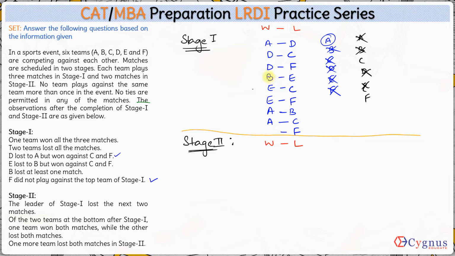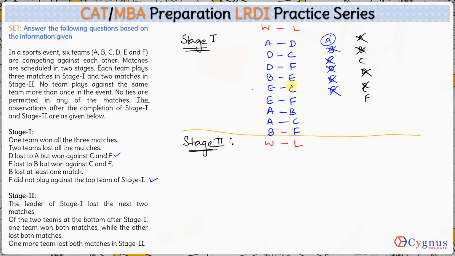Let's figure out for B. B has played only 2 matches in the first stage. That means this final winner will be B. This will be B versus F and the winner will be B. B has played 3 matches. Let's look for C. C has lost 3 matches here. D has played 3 matches. E has played 2 here and lost 1 here. So 3 matches. And F also has played 3 matches. So all the 6 teams have played 3 matches in the first stage.